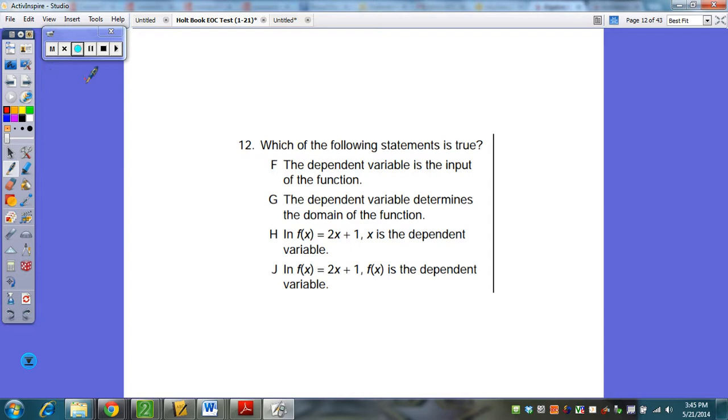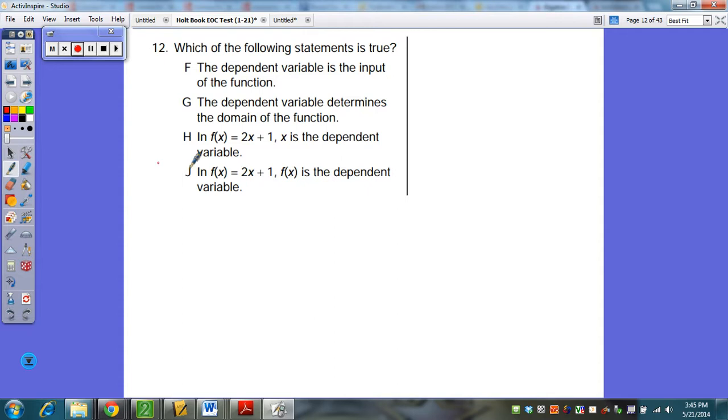Okay. So which of the following statements is true? All right. So dependent and independent variables. Dependent variable is our y value. Independent variable is our x value. Okay? If I have an equation, y equals 2x, the value of y is dependent on what number I choose to put in for x.